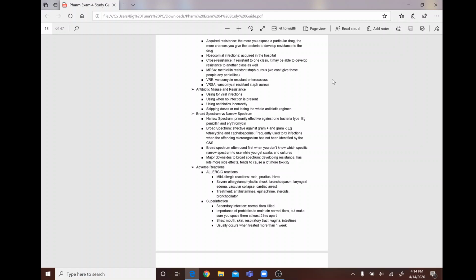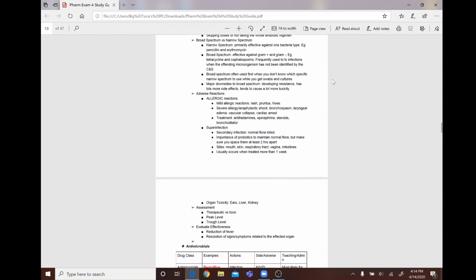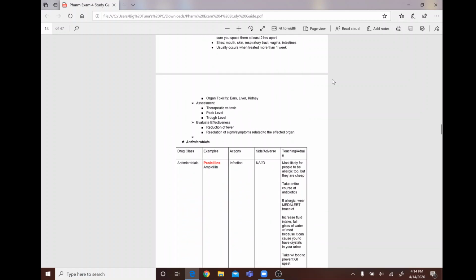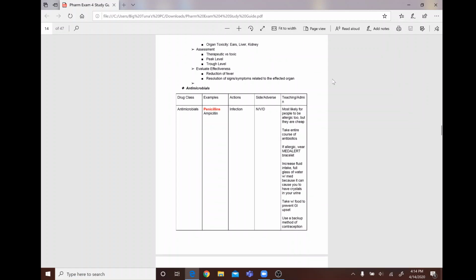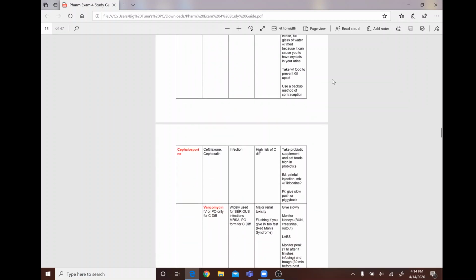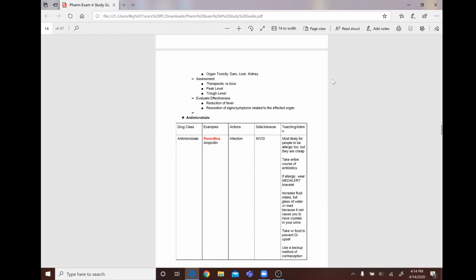How do you treat allergic reactions? Antihistamines, epinephrine, steroids, bronchodilators. Okay. What is the drug class of penicillin? Penicillin.